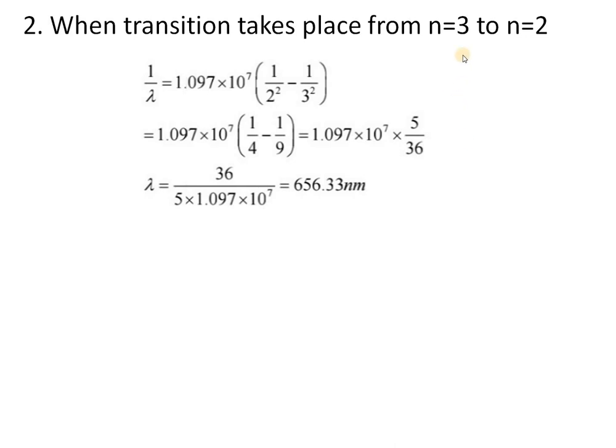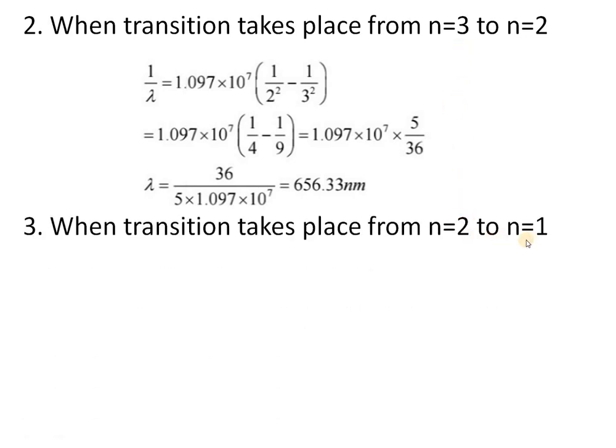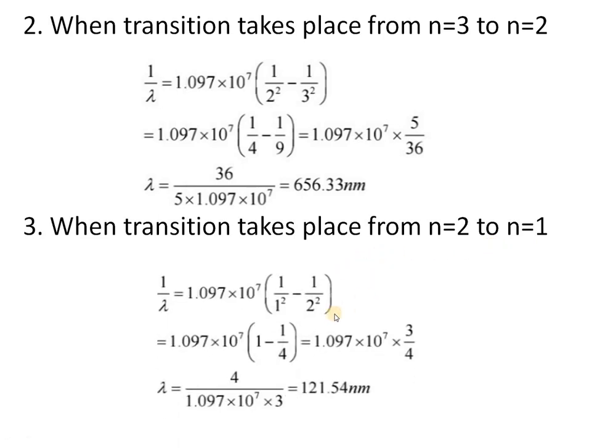Now one more case, n is equal to 2 to n is equal to 1. If the transition takes place, then a photon of wavelength equal to 121.54 nanometer will be emitted. As you can see here, in this case, n1 is equal to 1 and n2 is equal to 2. So if you substitute the values in the relation, we'll get lambda equal to 121.54 nanometer.